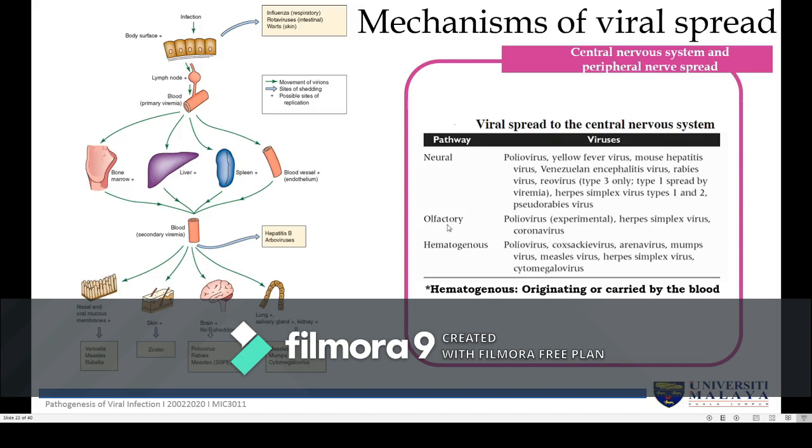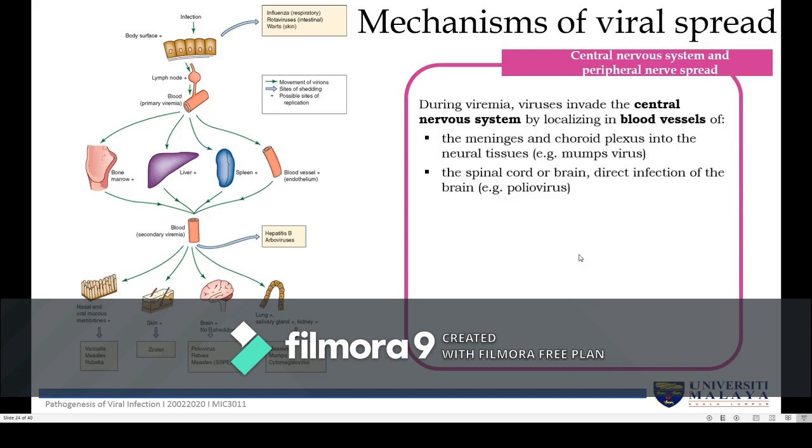And then we have olfactory. So olfactory is near the nose. It's a nerve pathway for smelling. And then the last one is hematogenous, which is the blood vessels, originating and carried by the blood. So it can go three ways to the CNS.